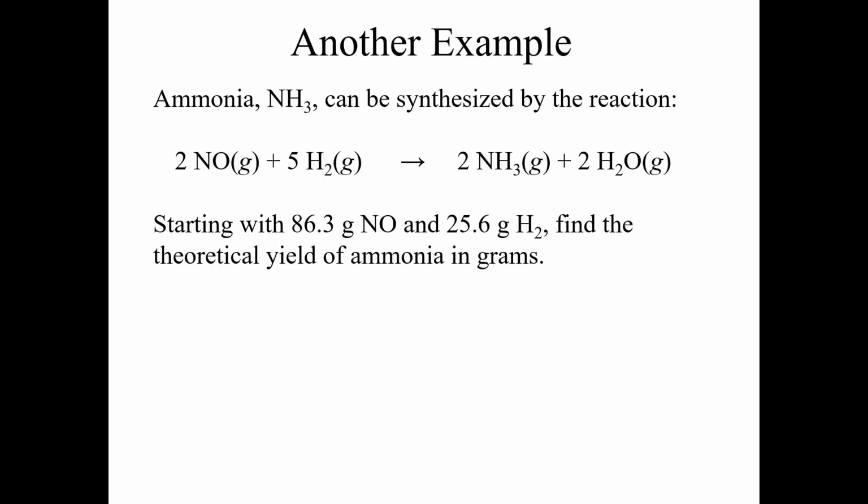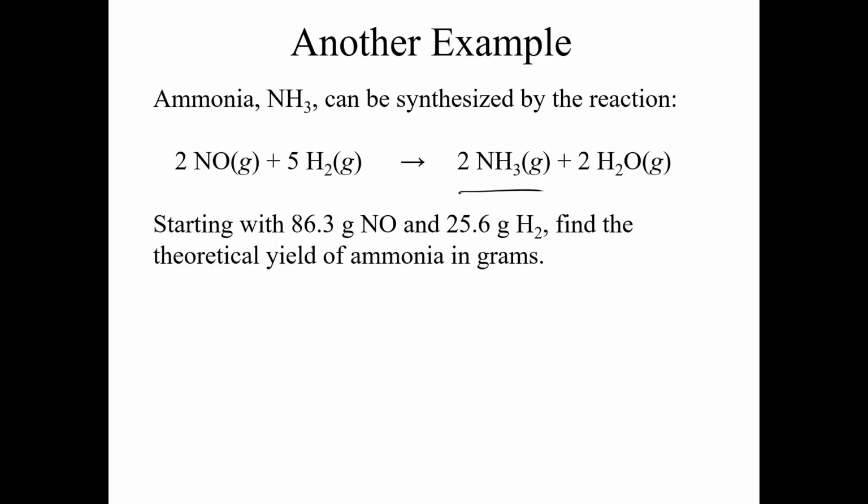Ammonia can be synthesized by the reaction below. It's already balanced for you. Here we can have NO and hydrogen gas forming ammonia. This is ammonia. Starting with 86.3 grams of NO and 25.6 grams of H2, find the theoretical yield of ammonia.